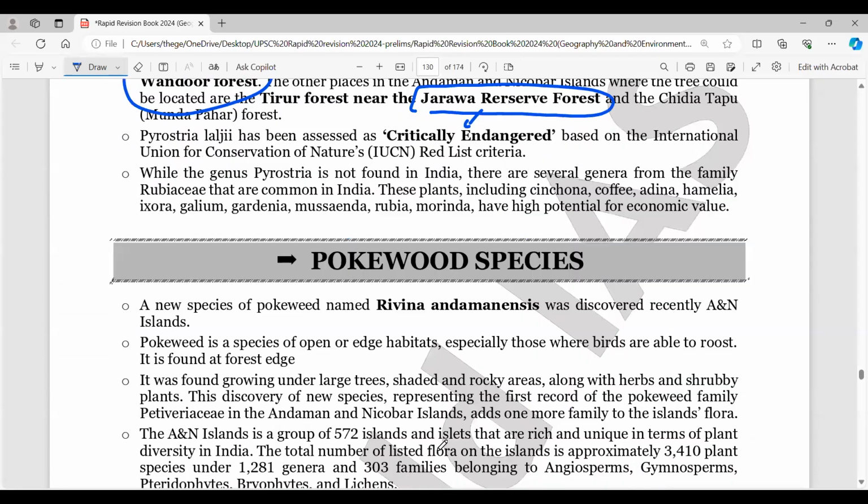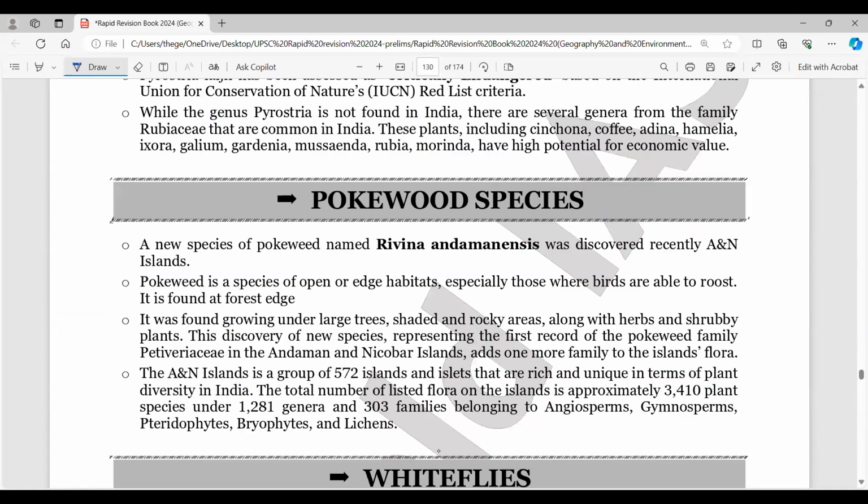So this is important. Come to pokeweed species. If you observe here, it is discovered recently in the Andaman and Nicobar Islands, Rivina. So Rivina andamanensis, right? Pokeweed. This is something which is important. You can check these kind of species and their names.